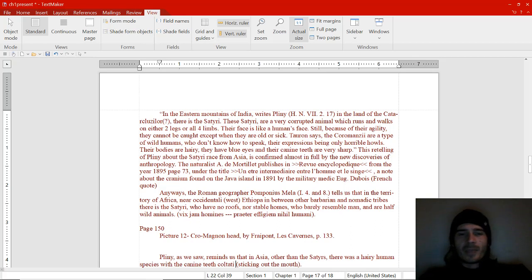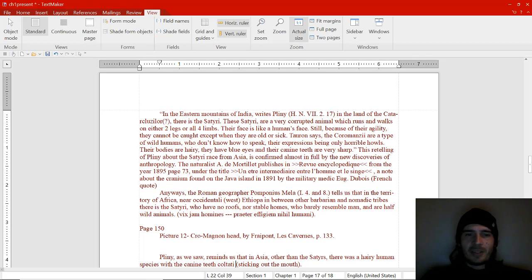In the eastern mountains of India, writes Pliny in his book, in the land of the Karaklusi, there is the Satyri. These Satyri are a very corrupted animal which runs and walks on either 2 legs or all 4 limbs. Their face is like a human's face. Still, because of their agility, they cannot be caught except when they are old or sick. Torrance says, the Koromanzi are a type of wild humans who don't know how to speak, their expressions being only horrible howls. Their bodies are hairy, they have blue eyes, and their canine teeth are very sharp.